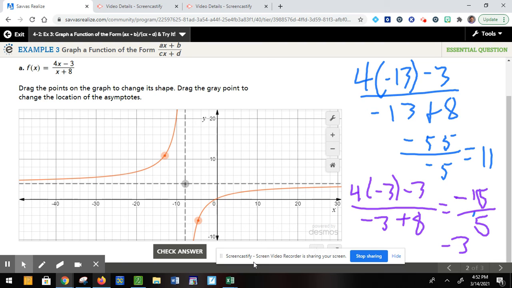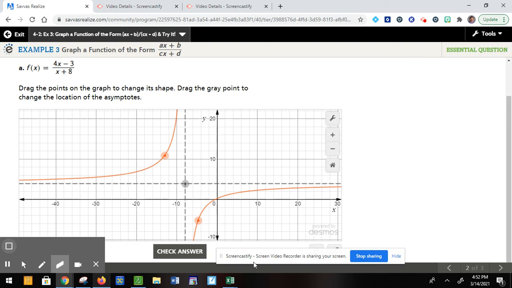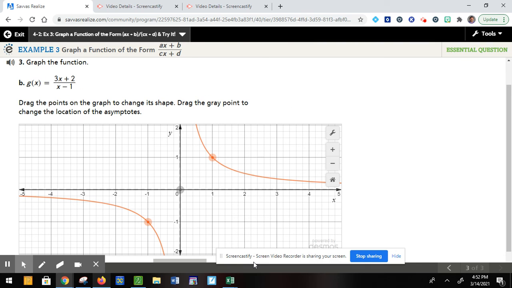All right, so let's take a look at the next one. I want you to try this one on your own, and then come back and we'll check it out.